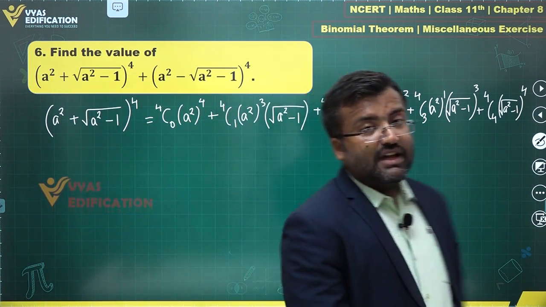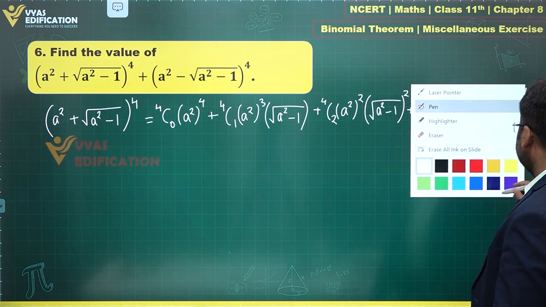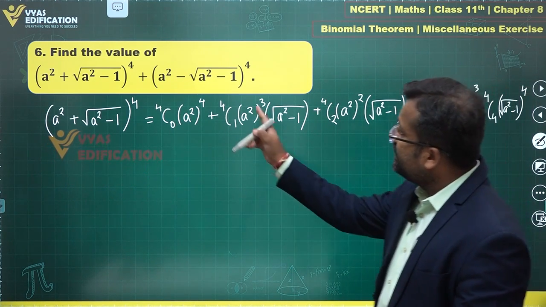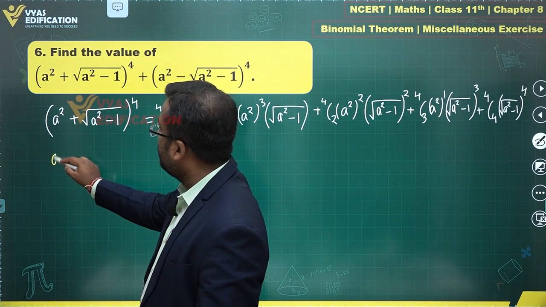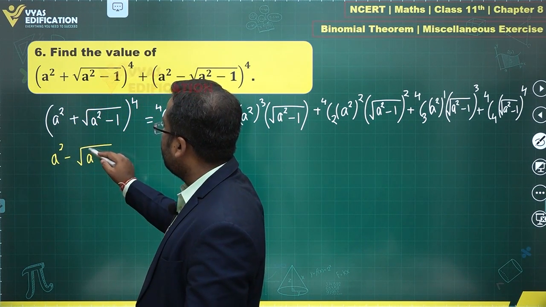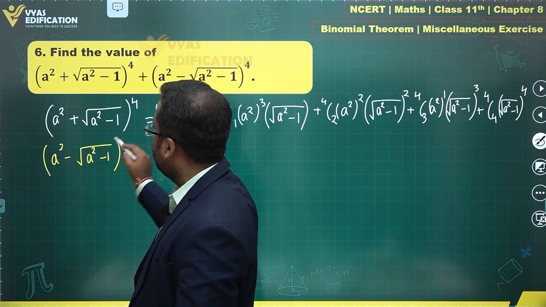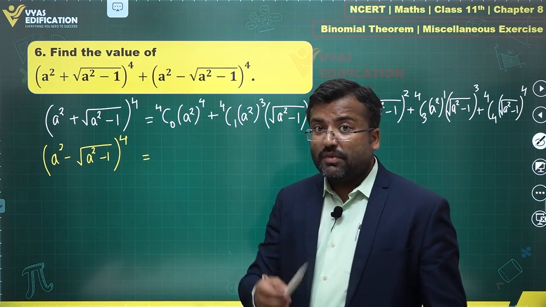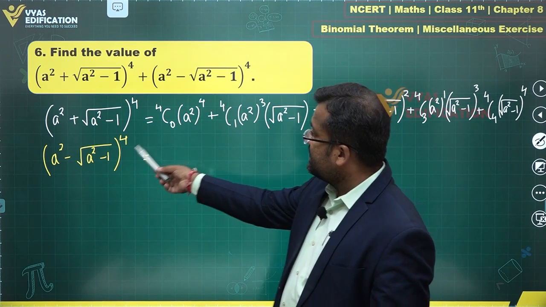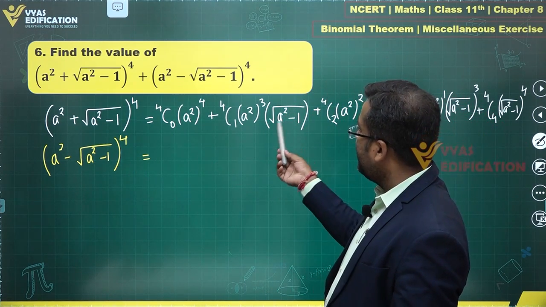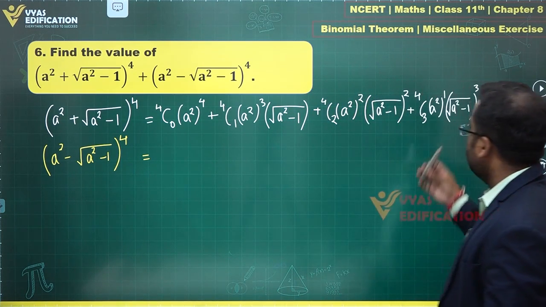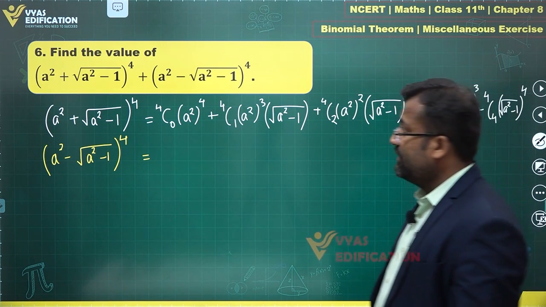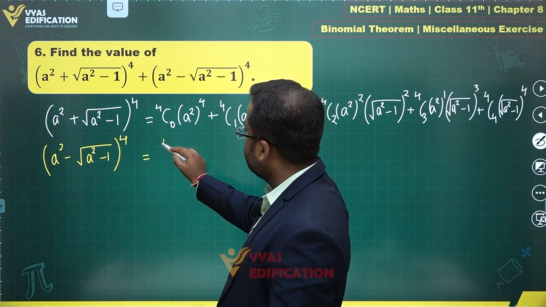Right. Let us write the next expression. What's the next expression? A square minus under root of a square minus 1 whole power 4. If you write this expression, alternate terms will become minus. This term will remain plus, but minus under root of a square minus 1 will make this term negative, this term negative. There will be 2 negative terms and 3 positive terms, right? So this will remain as it is.